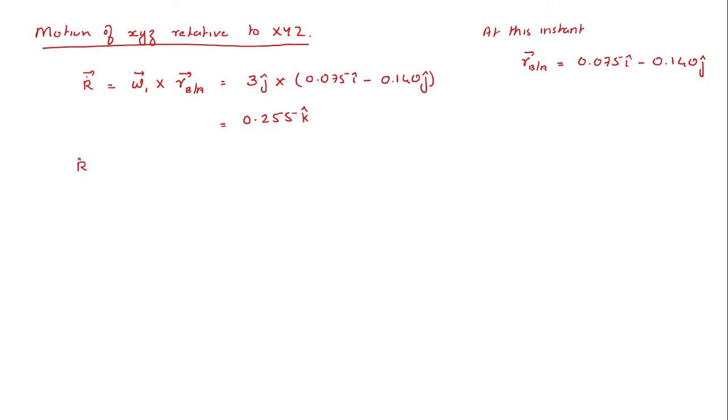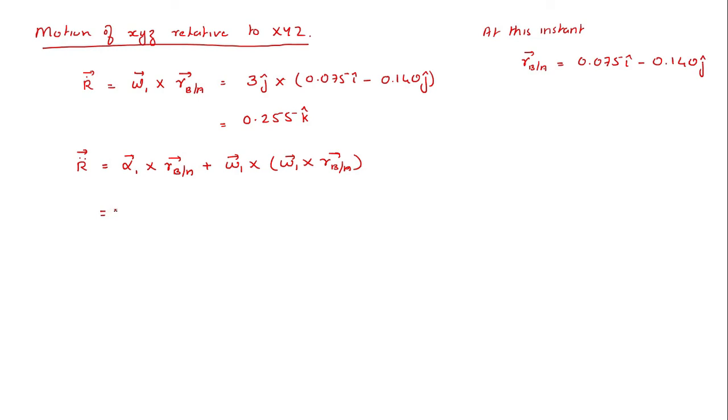Similarly, r double dot vector will be equal to alpha 1 cross r_B with respect to A plus omega 1 cross omega 1 vector cross r_B with respect to A vector.